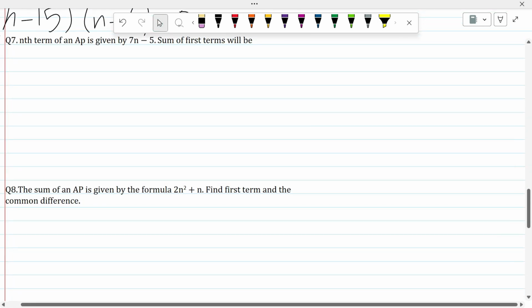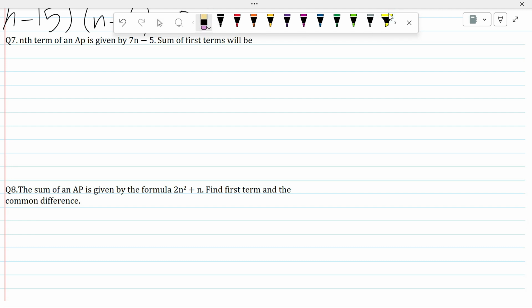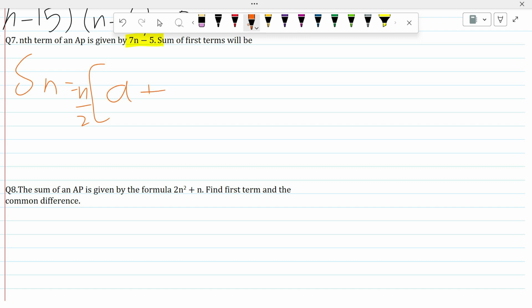Now we have another question, which is the nth term of AP is 7n minus 5. The sum of first terms. Oh no, we have not been given the sum of how many first terms. Now let's assume that we have to find the sum of first 16 terms. So I think you remember the formula. Sn is equal to n upon 2 (a plus an).